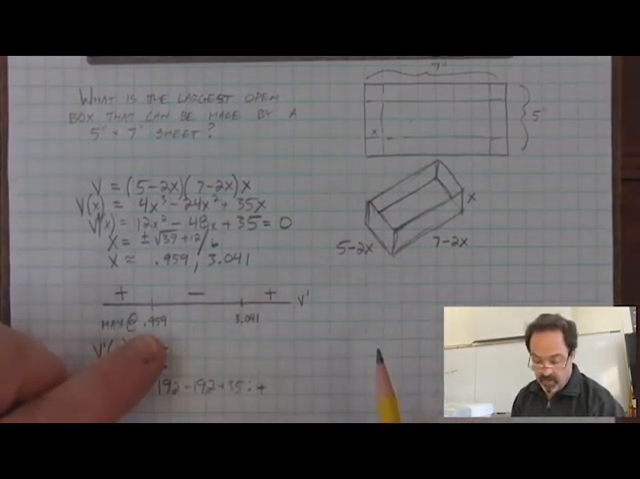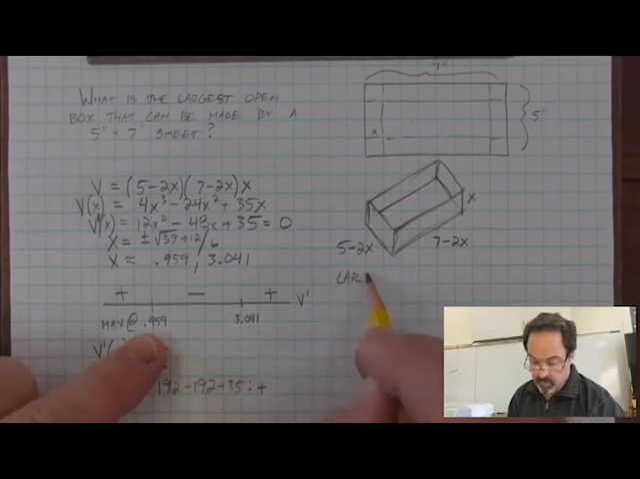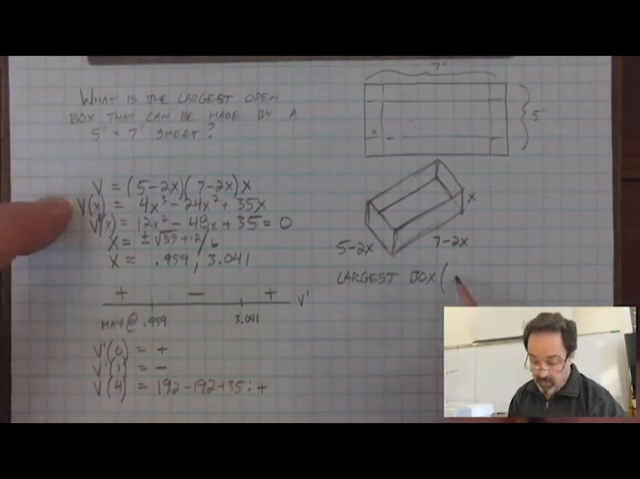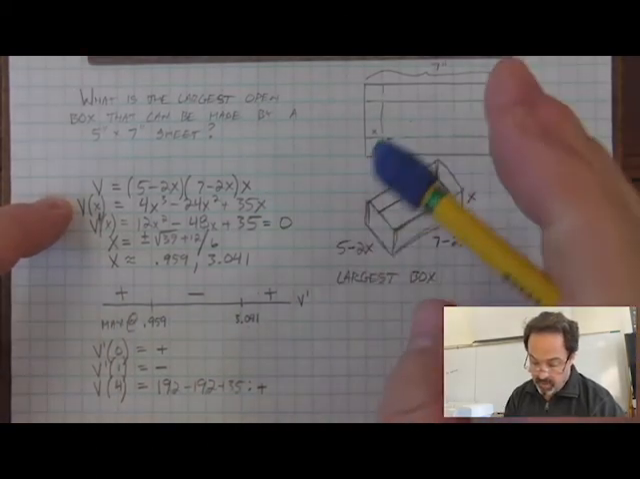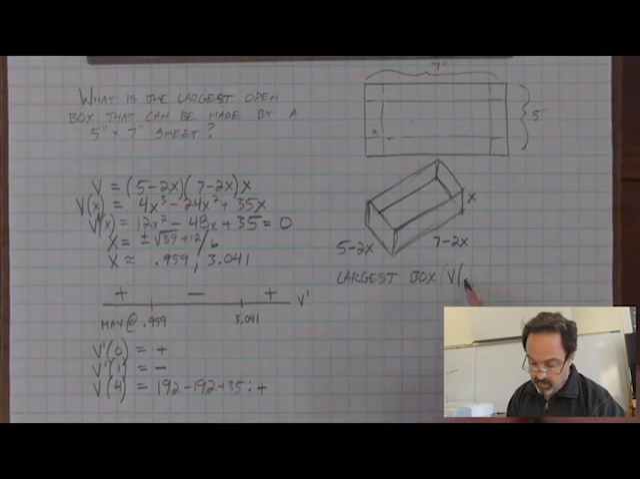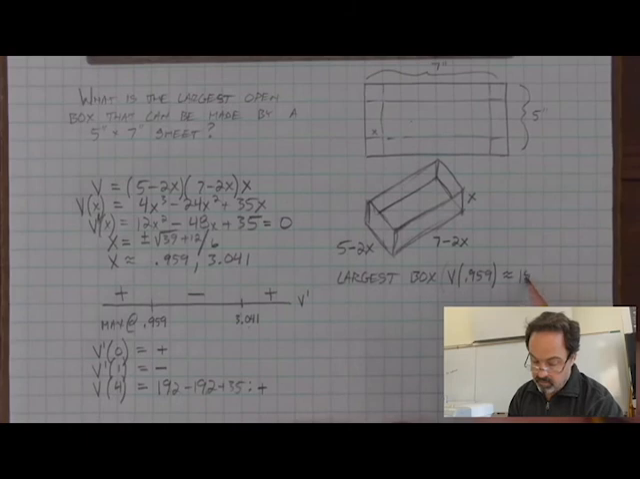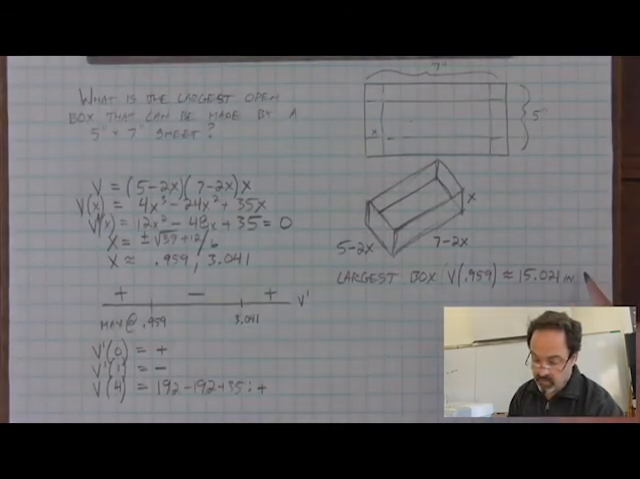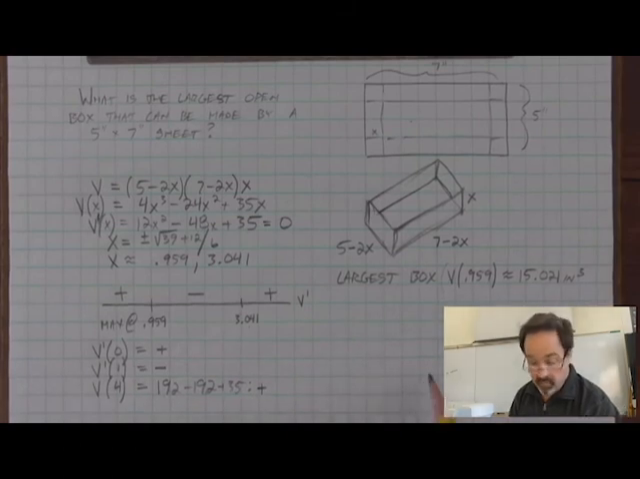We have a maximum volume, or we can find the largest box, at a cut of 0.959. And if we have an equation to find the volume at any cut length, then we will find the volume at V of 0.959. I've done that calculation. It's 15.021 approximately. And since the cut length is measured in inches, this is a volume in cubic inches and is approximate.